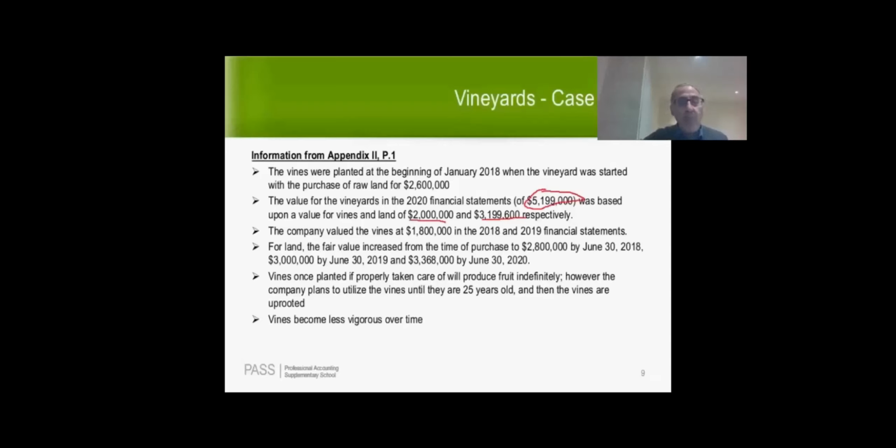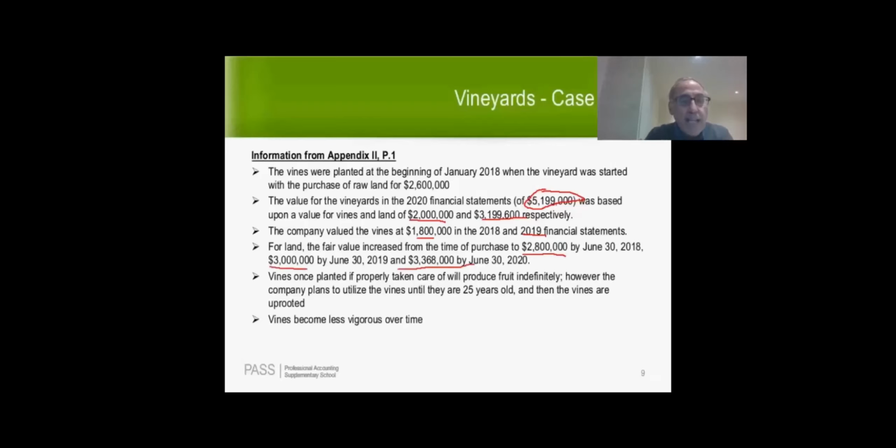The company valued the vines at $1.8 million in 2018 and 2019. That's what the vines were worth. For land, the fair value increased from the time of purchase to $2.8 million by June 30th, 2018. So again, the vines were planted at the beginning of January 2018, and the year end is June 30th. By the end of the 2018 fiscal year, the land was at $2.8 million. By 2019, it was up to $3 million, and by 2020 to $3,368,000.